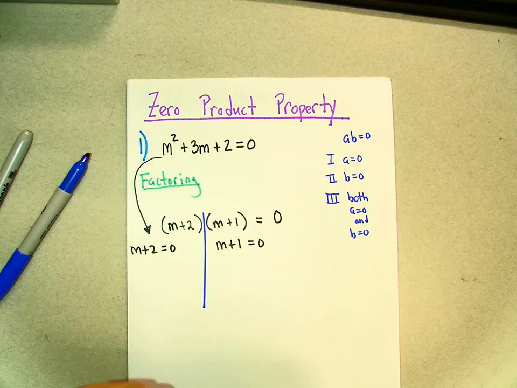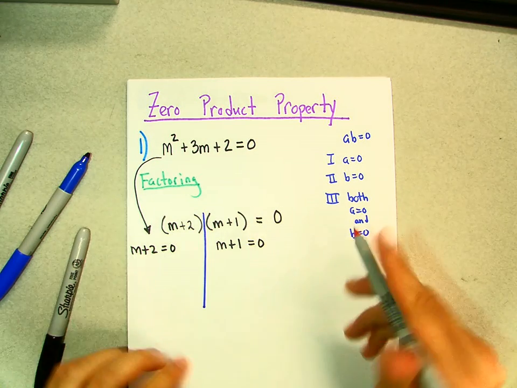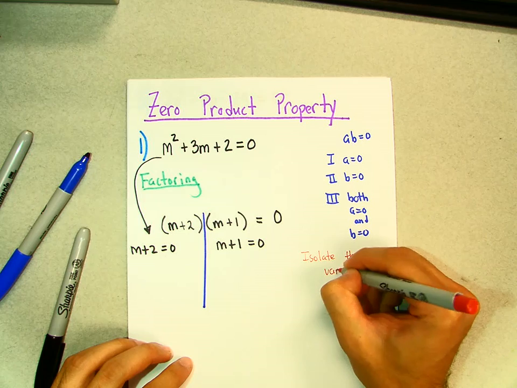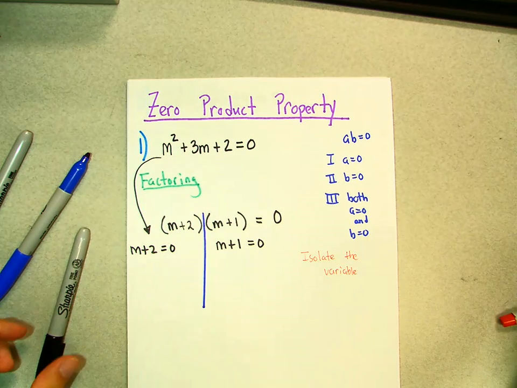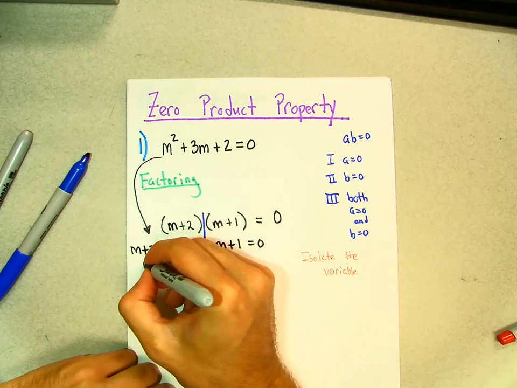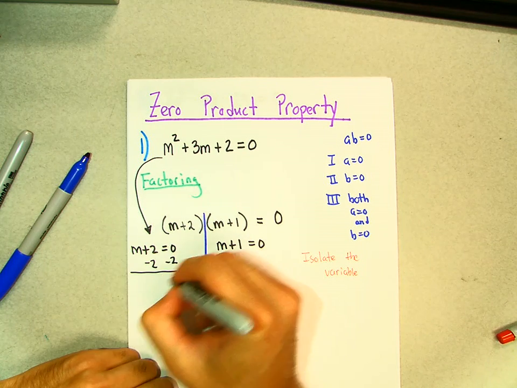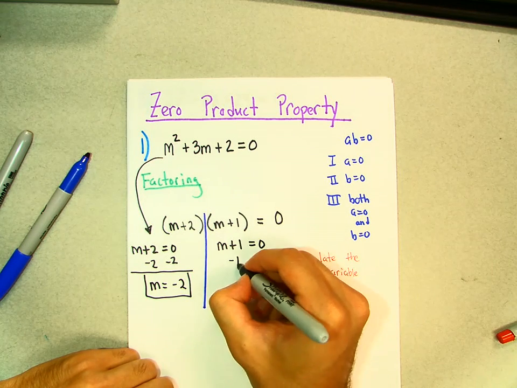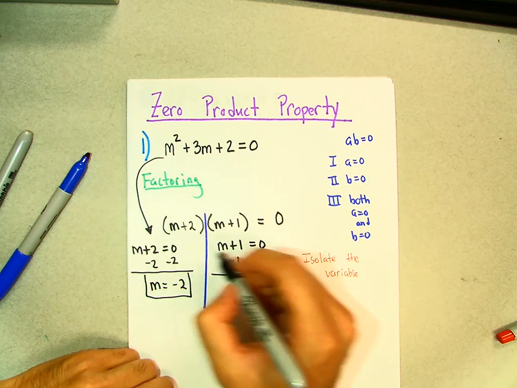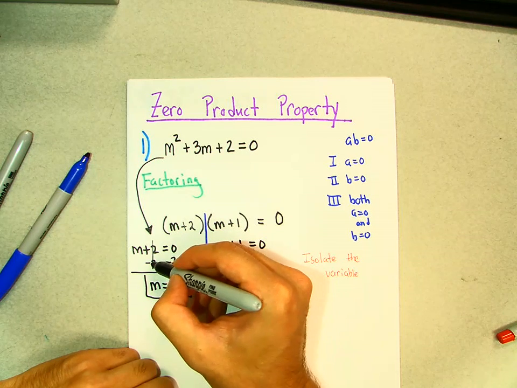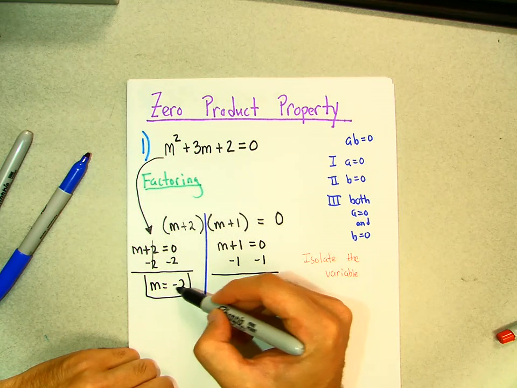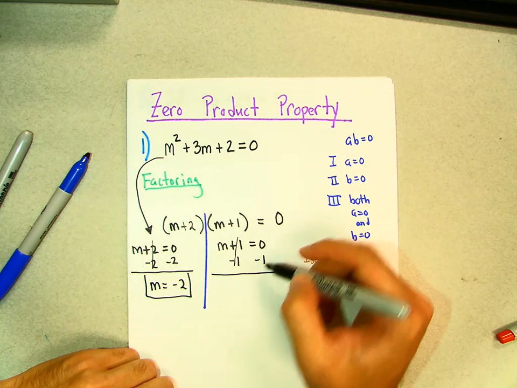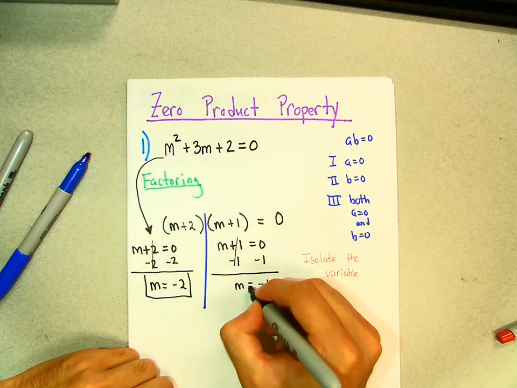And now here, how do you go from this step to the next step? You want to isolate the variable. How do you get the variable by itself? Here you do minus 2, and then M is equal to minus 2. By the way, the positive 2 and minus 2 cancel, and 0 minus 2 is minus 2. What about this one? Here you do minus 1 on this side of the equation, and 0 minus 1 is minus 1. So M is equal to minus 1.